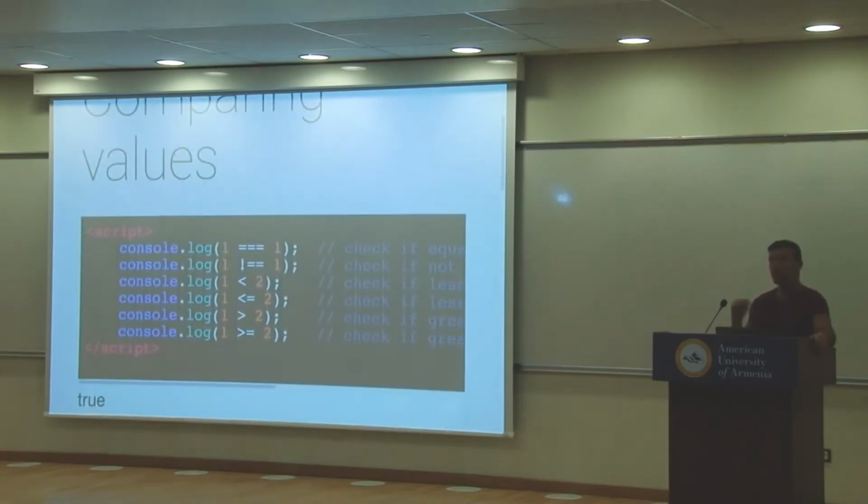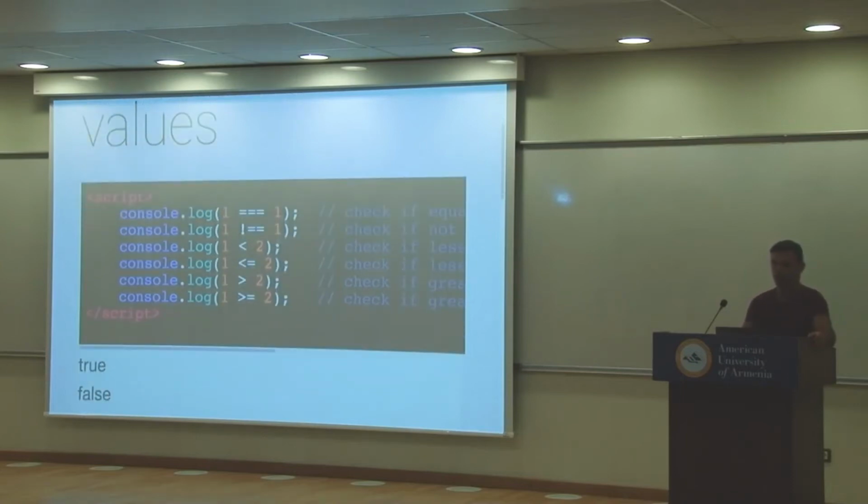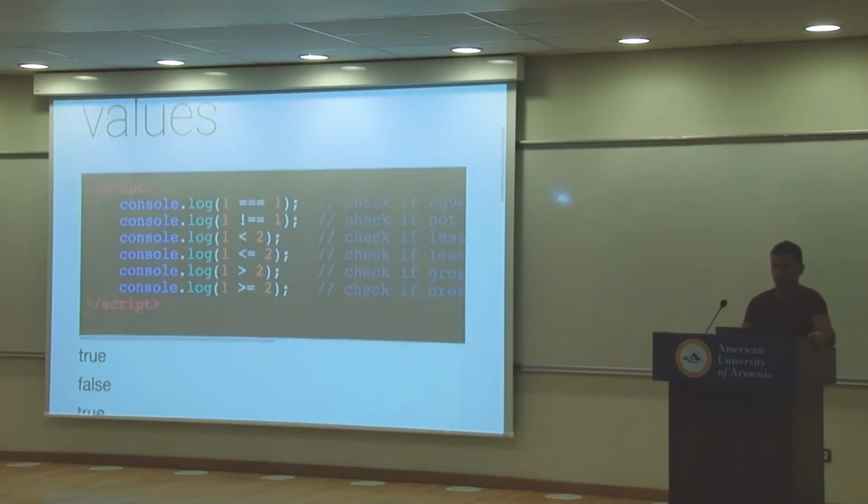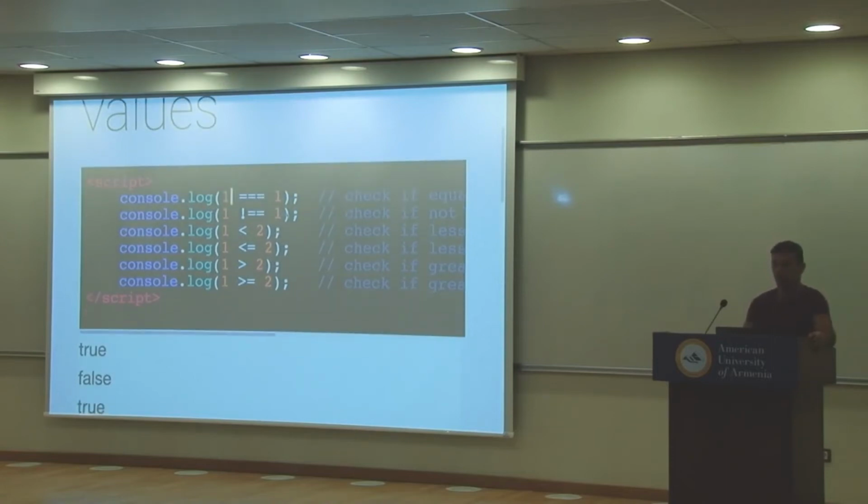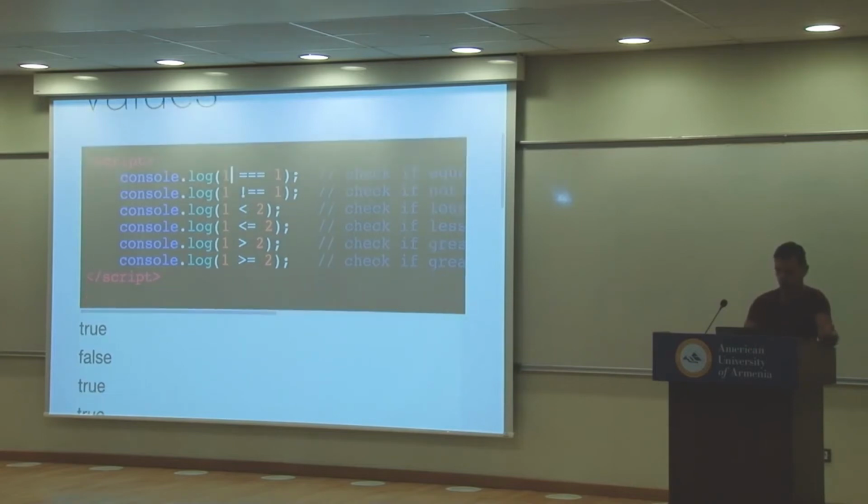Okay. So I mentioned this triple equals thing, right? Equal, equal, equal. This will make a comparison. And it will produce a Boolean, which we know. It's either a true or a false. So is 1 the same as 1? Is 1 equal to 1? The answer to that is true, right? Is 1 not equal to 1? No, of course it is. So that's wrong. That's false, right? So we get false. Is 1 less than 2?